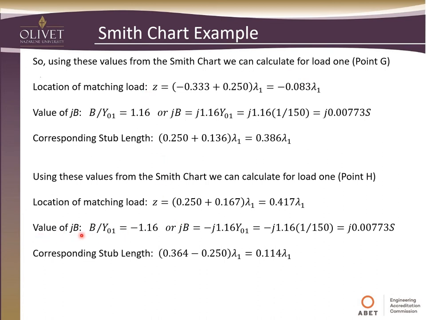And so the value of that impedance then, the normalized, we said, was negative 1.16. So if we multiply that times the line admittance, which we said was 1 over 150, that gives us the actual reactive value there. And so we can correspond that to a physical length of our stub, which will be 0.364 minus 0.250 gives us 0.114 lambda.